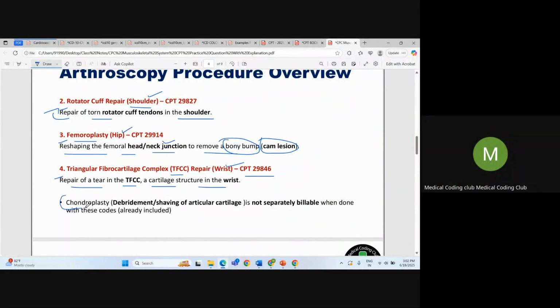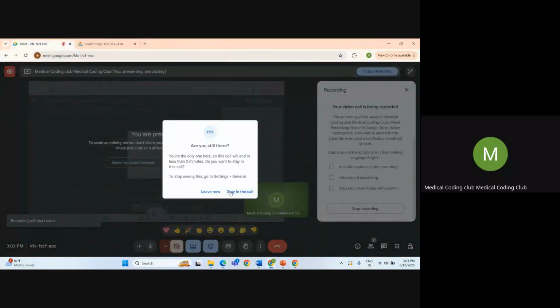Next, one more terminology we need to understand. It is chondroplasty. The meaning of chondroplasty is that they perform debridement or shaving of articular cartilage. And this chondroplasty is not separately billable when done with these codes. So if they are saying femoroplasty along with chondroplasty, then chondroplasty is already included. In the same way with meniscectomy, chondroplasty is included. I'll show you the codes, then you will understand.